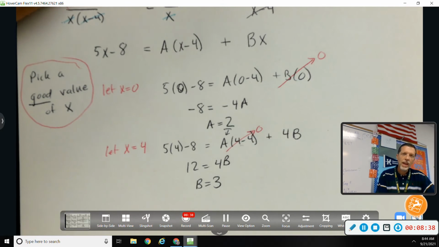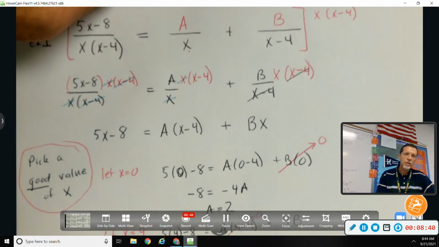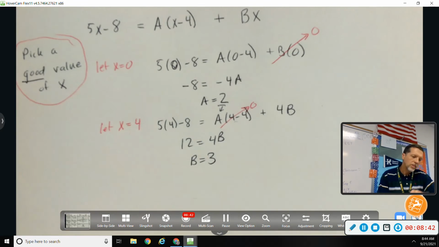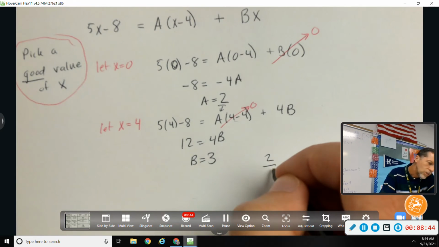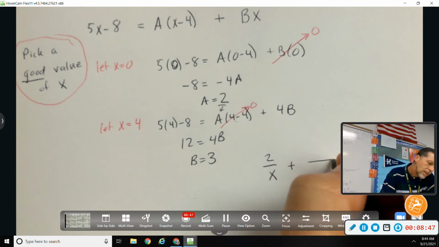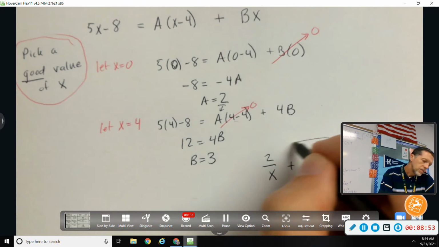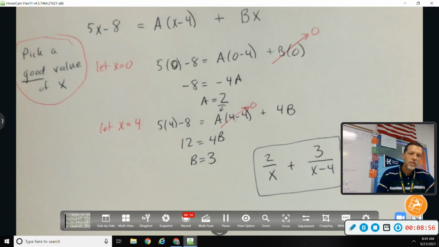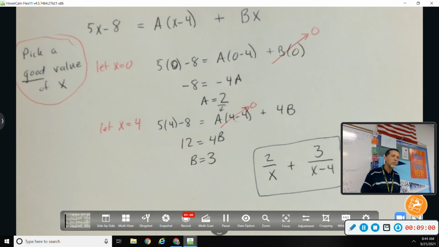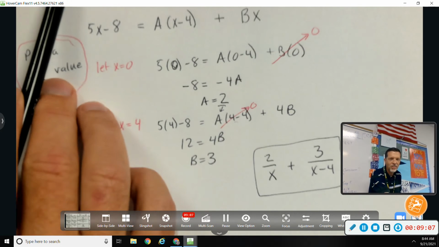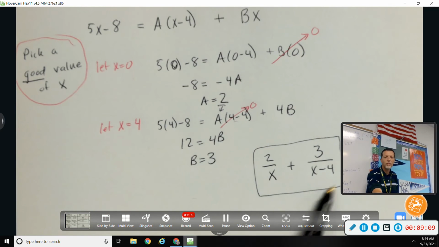All right, so now I know what a and b are. Look back up at the beginning. A was over x, so 2 over x. B was over x minus 4, so 3 over x minus 4. So there's my answer. So you see, it's kind of a Jeopardy game. We give you the answer and you give us the question. Rather than me giving you these fractions to add, I give you the answer and ask you where did they come from, and you provide the answer.